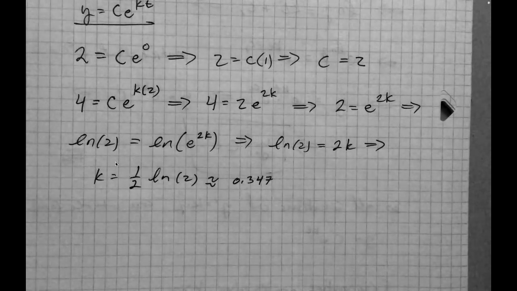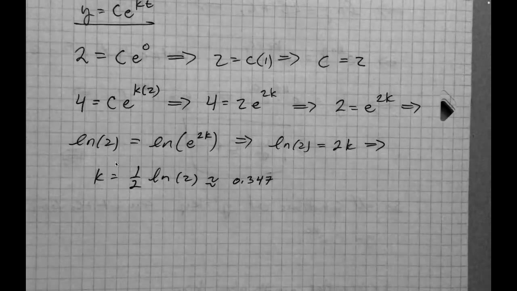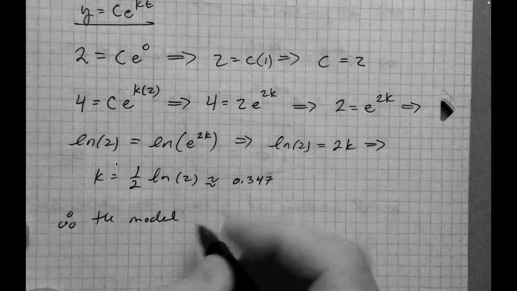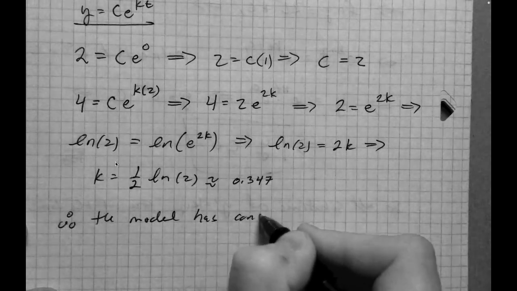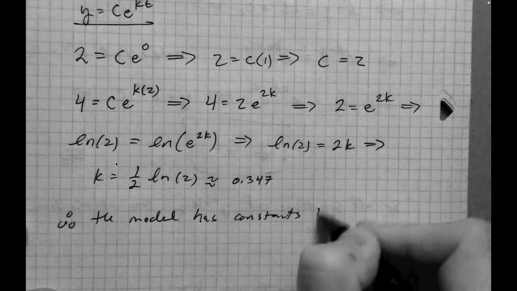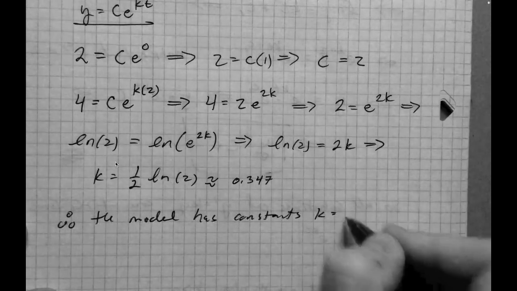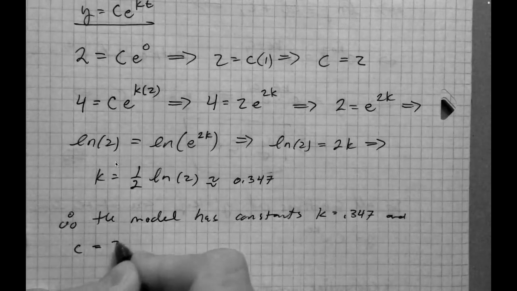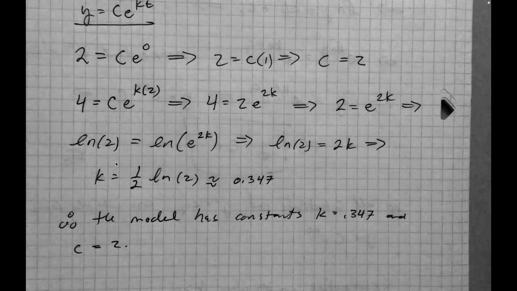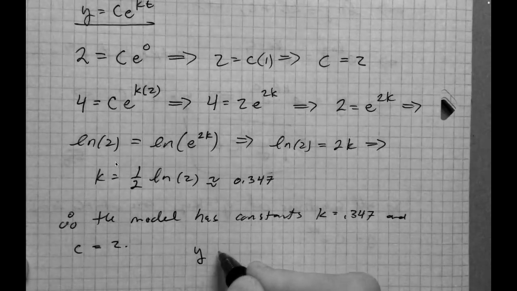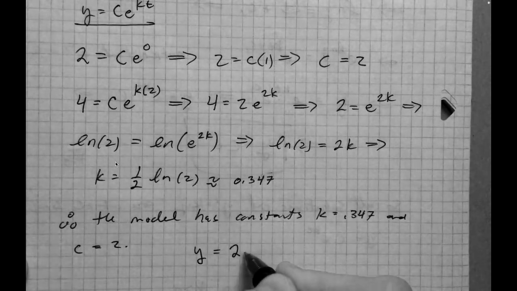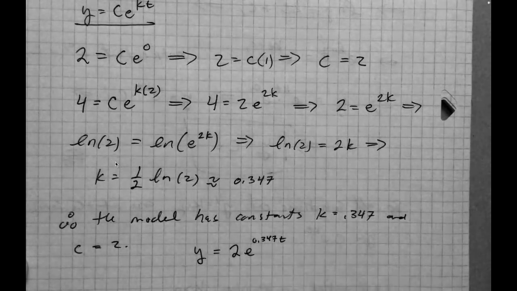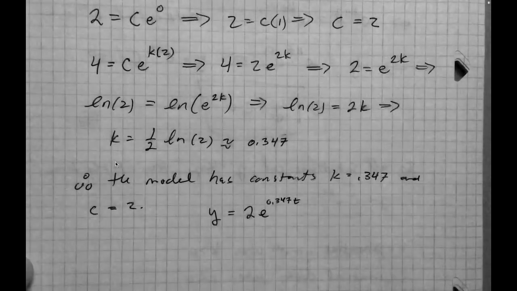Okay, so therefore the model has constants k equals 0.347 and c equals 2. So that means the model is basically this: y equals 2e to the 0.347 t. Okay, so that's the model.